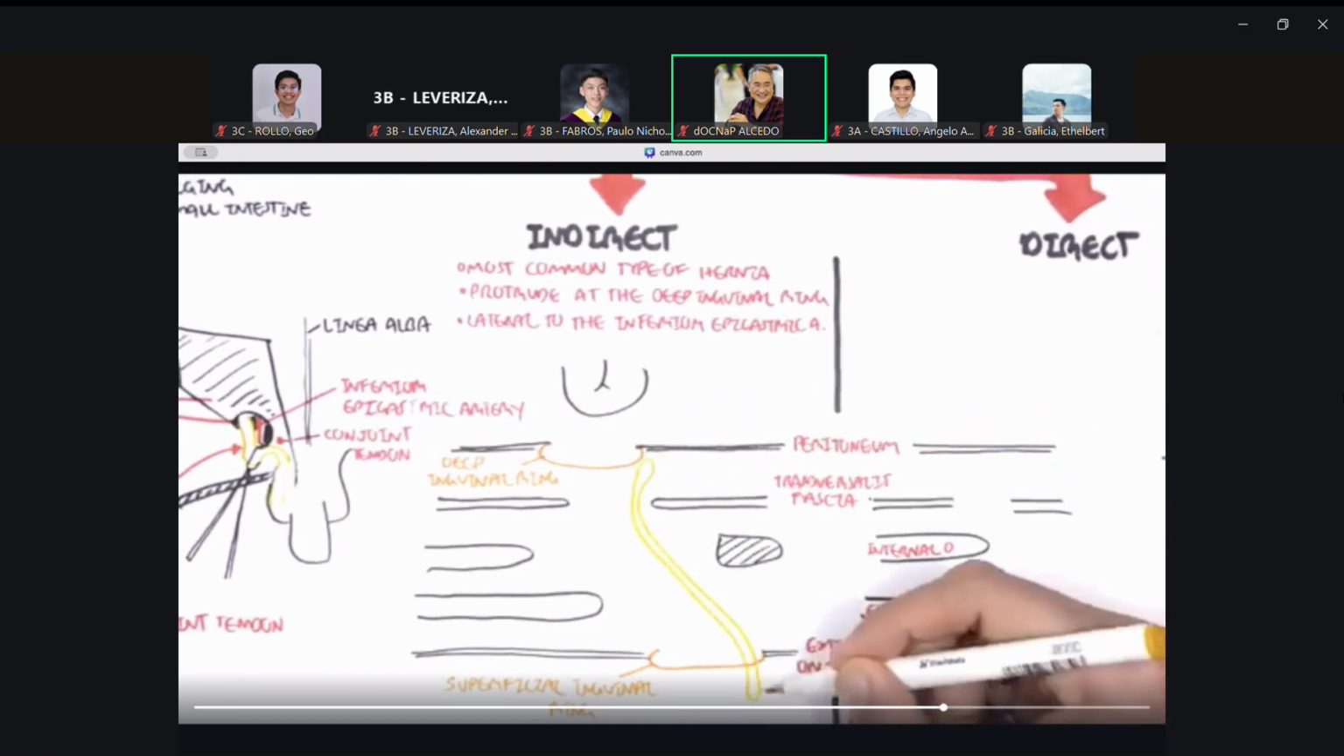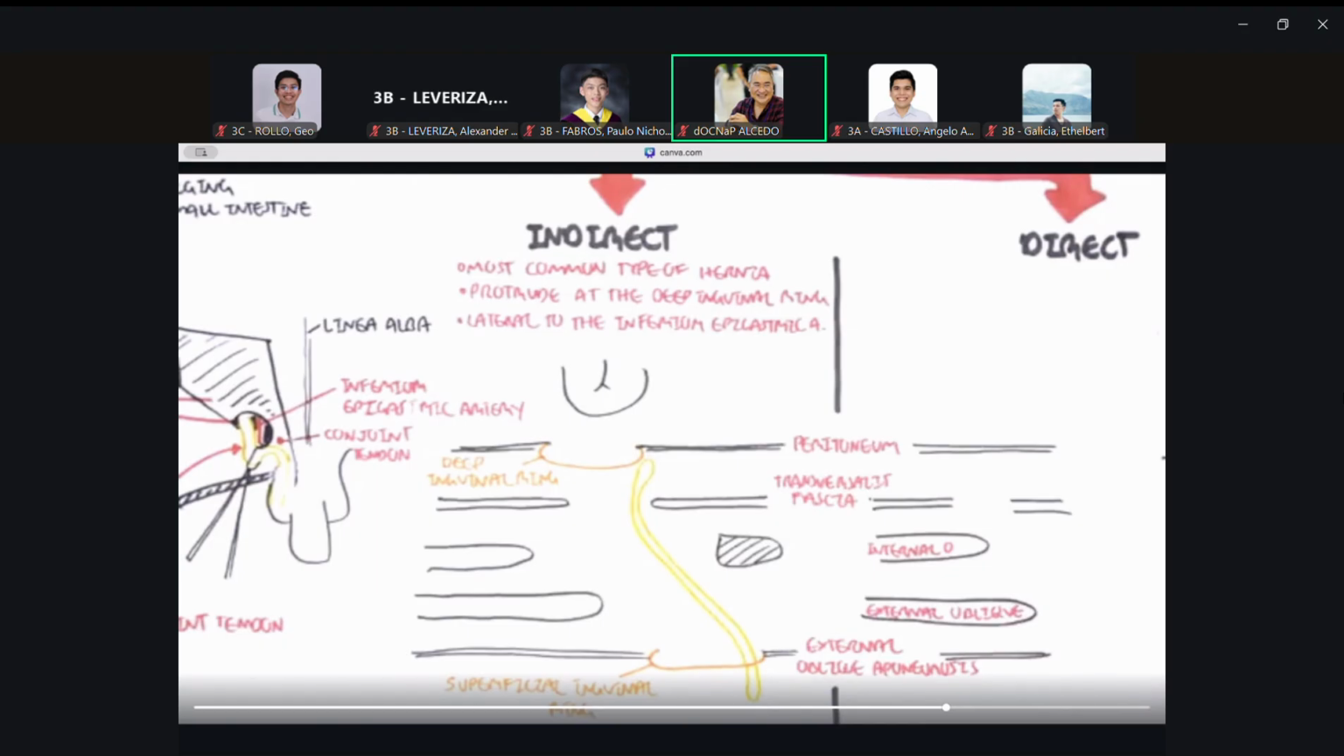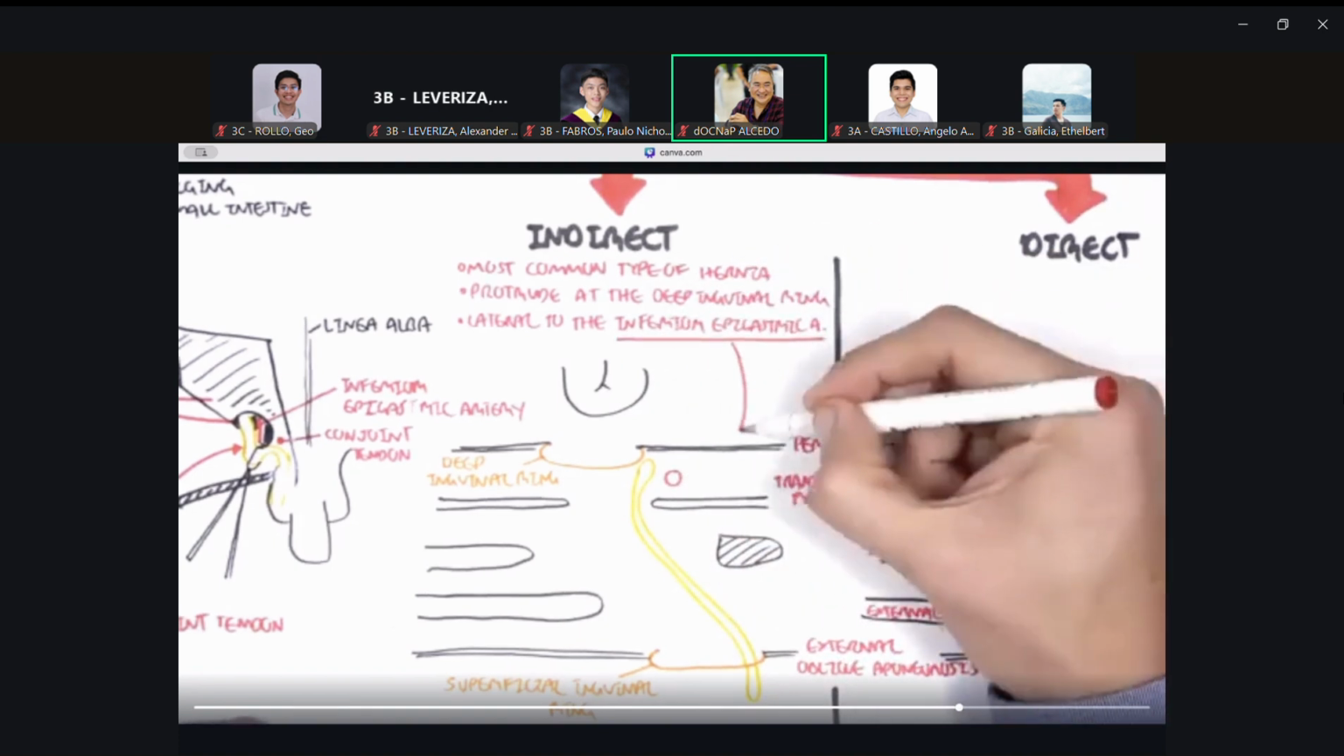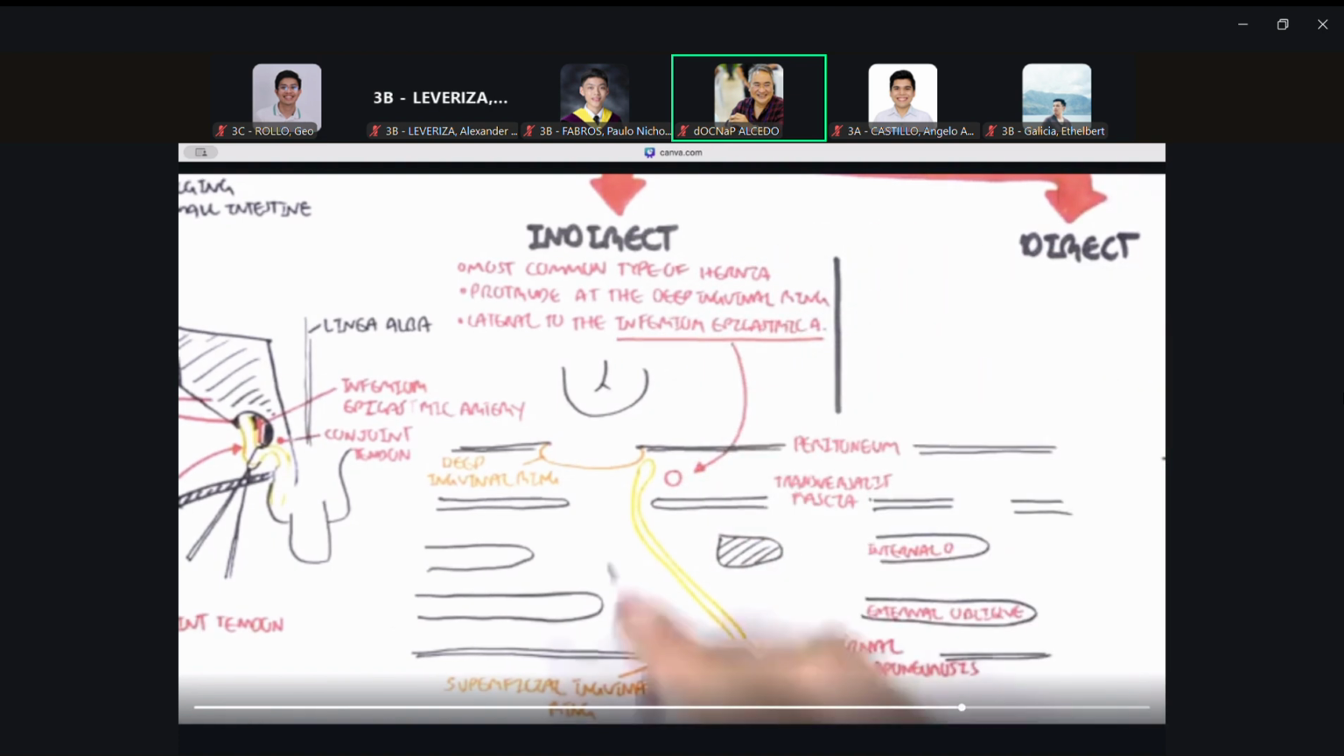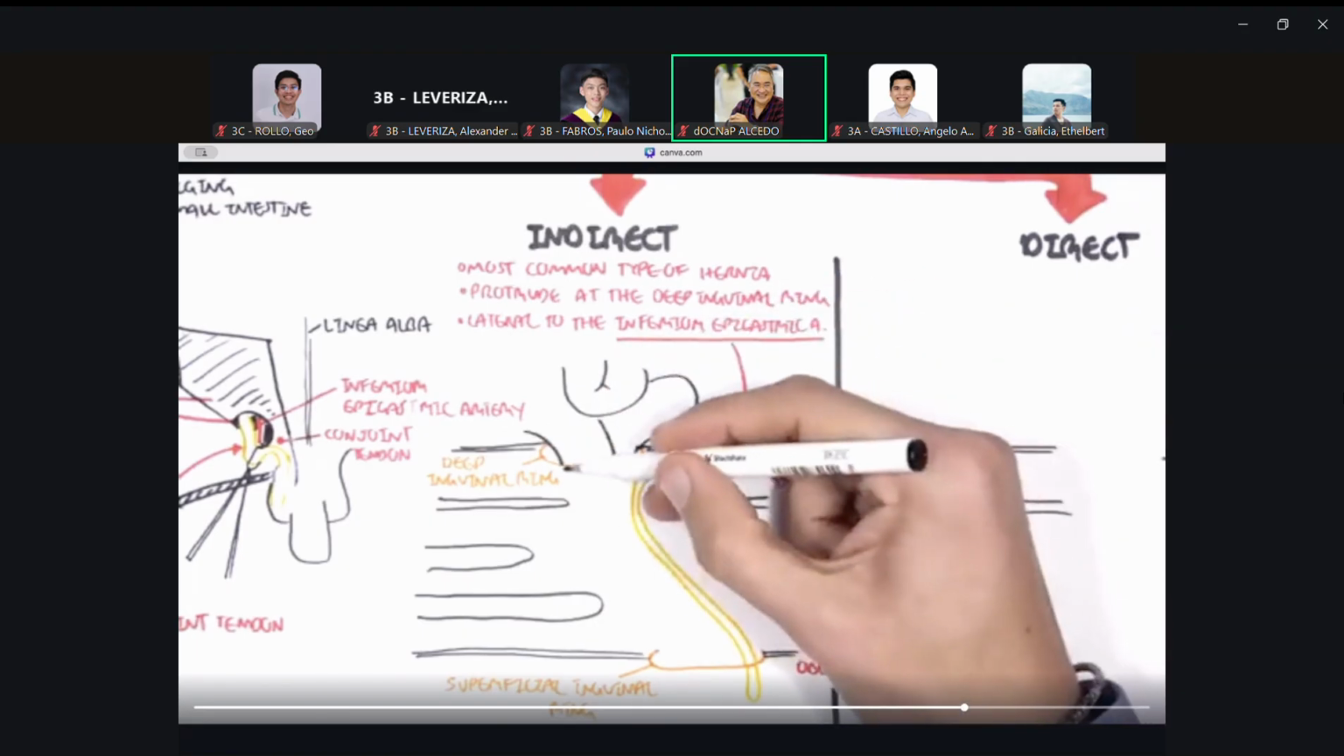So I'm actually drawing the spermatic cord here in yellow, and it's not quite right. It should originate from the deep inguinal ring. And then you have the inferior epigastric artery. And remember, an indirect hernia occurs laterally to the inferior epigastric artery.